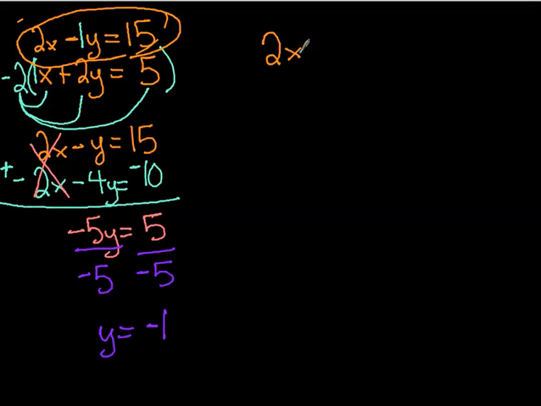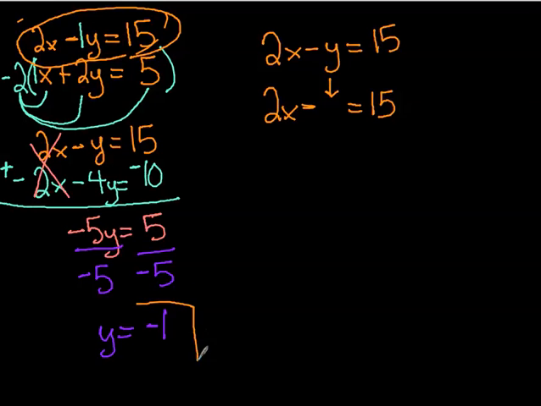So we have 2x minus y equals 15. All I did right there was recopy the equation 2x minus y equals 15. And now we rewrite it again. We go 2x, except we leave out the y this time. We're going to substitute something in for the y equals 15. And we know from what we just solved that y equals negative 1. And so right here we're going to put in the negative 1.